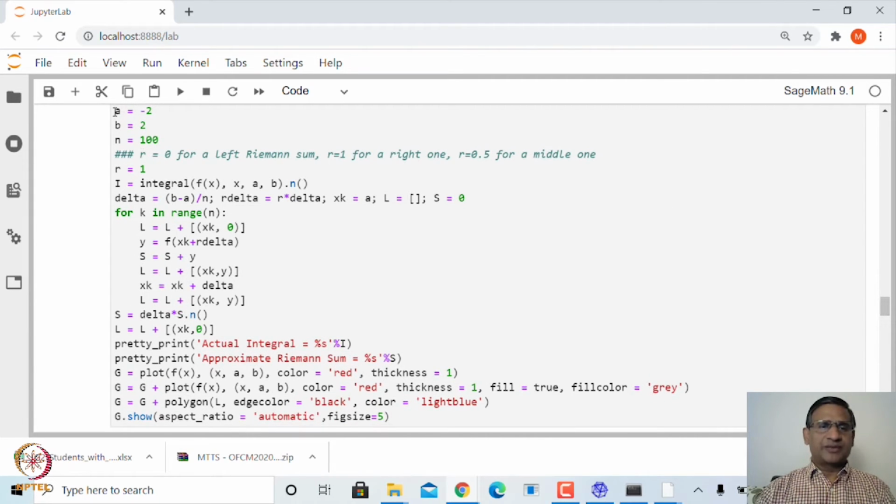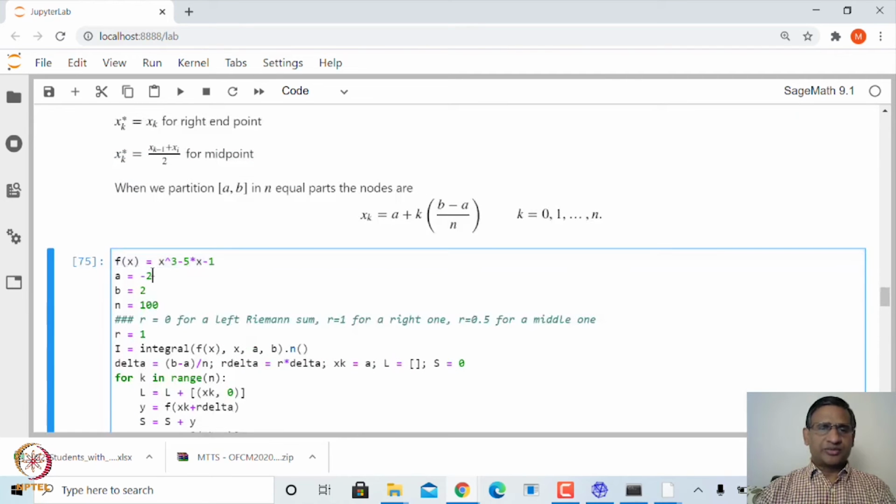What we are doing is we are taking f is equal to the function, a and b are the endpoints, n is the number of intervals, and r decides whether you want to take the left end point or right end point or midpoint. So accordingly you calculate the delta. Delta is the length of each interval, and r delta is r times delta. If r is equal to 0, it will take the left end point, if r is equal to 1, it will take the right end point, if r is equal to 0.5, it will take the midpoint.